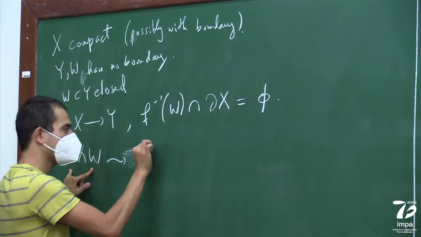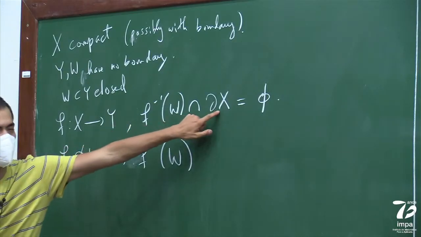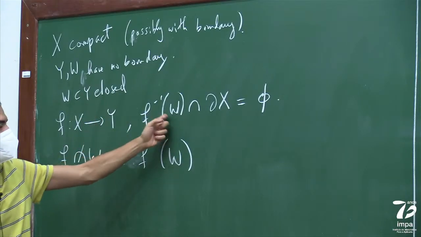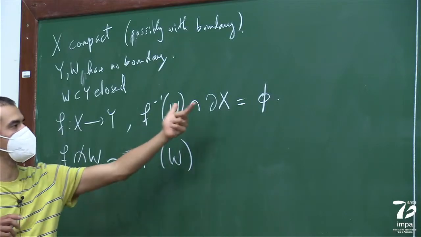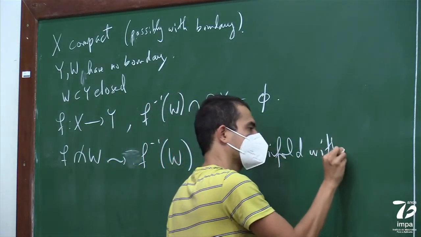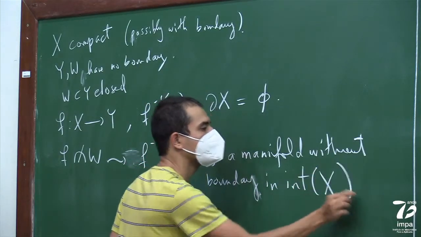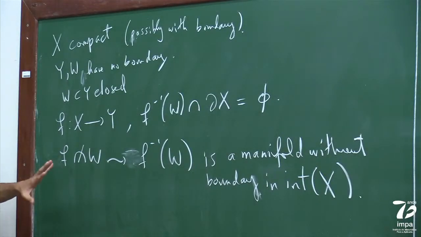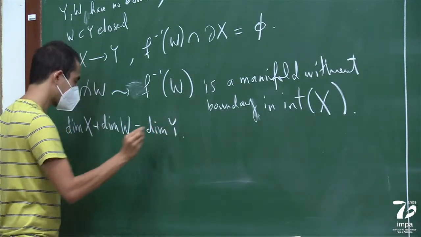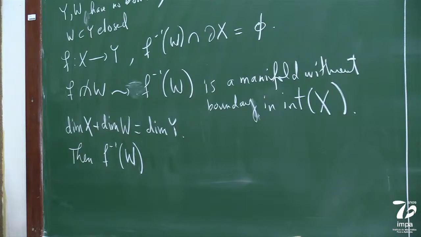Then you can look at the preimage of W by F, and this will be a manifold without boundary, because it doesn't intersect the boundary of X. F is transverse to W, and the boundary of F is also transverse to W because the preimage of W doesn't intersect the boundary of X. So that means that this is a manifold without boundary that's contained in the interior of X. So if we have the right dimension count, so if the dimension of X plus the dimension of W is equal to the dimension of Y, then this is a compact manifold of dimension 0 that's contained in the interior of X.